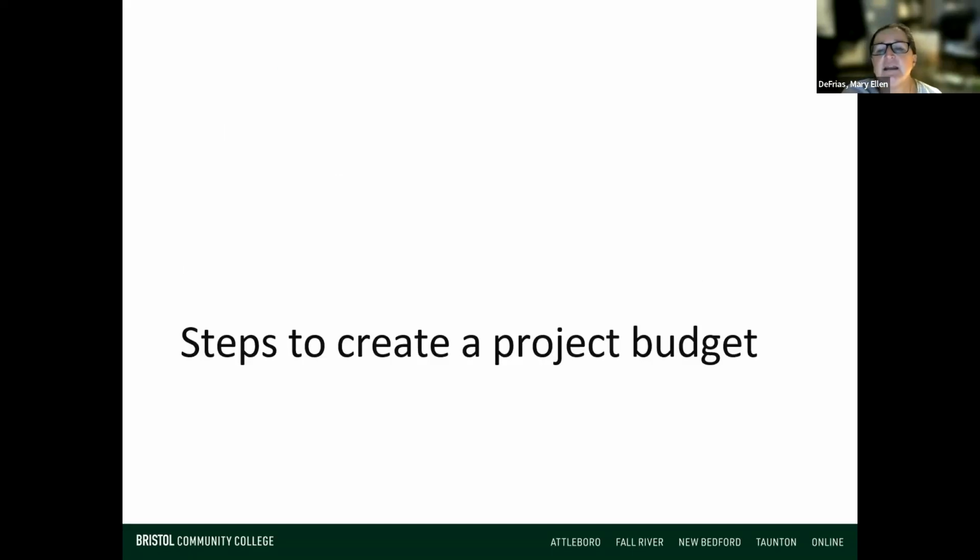So how do you create a project budget? Before we start in this section, we've picked up a couple of new people. Are there any questions so far?